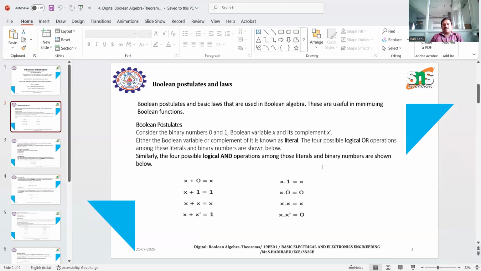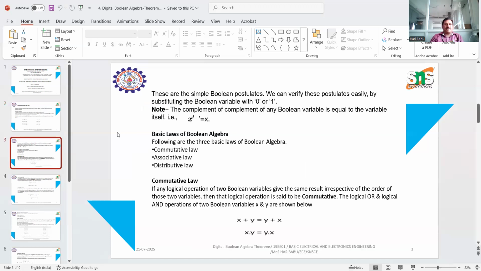For the logical AND operation, x dot 1 is equal to x, x dot 0 equal to 0, x dot x equal to x, and x dot x bar equal to 0. This will be the logical AND operation. These are the simple Boolean postulates. We can verify these postulates easily by substituting the Boolean variables with zeros and ones.